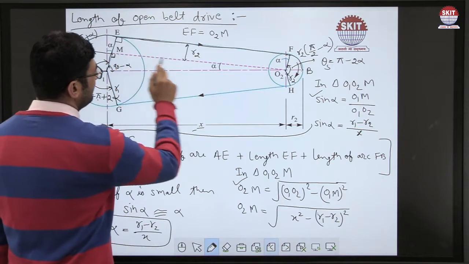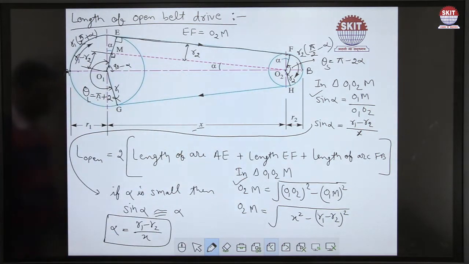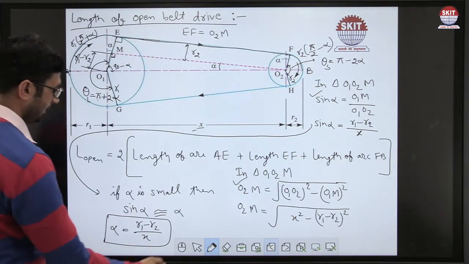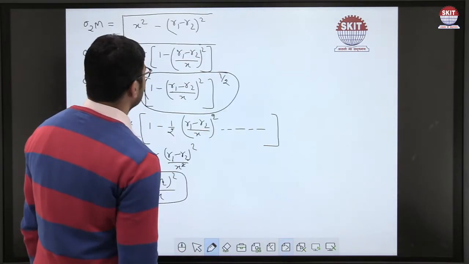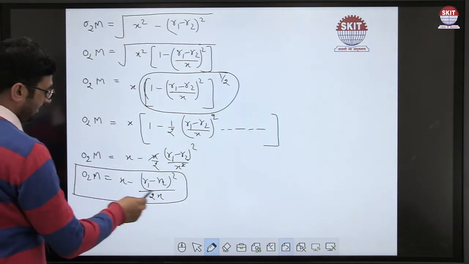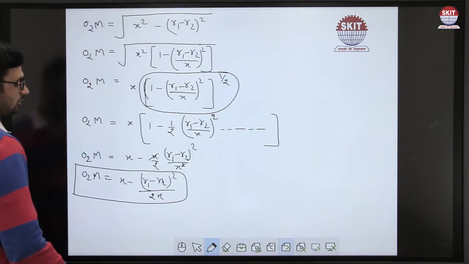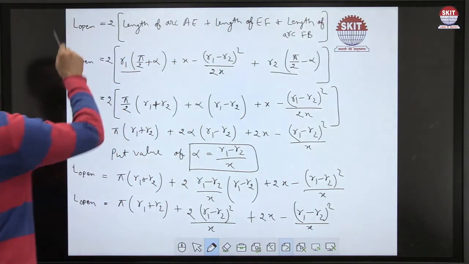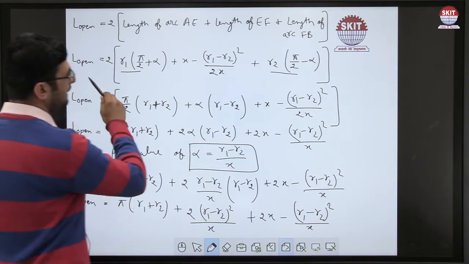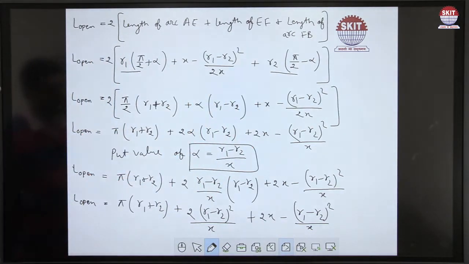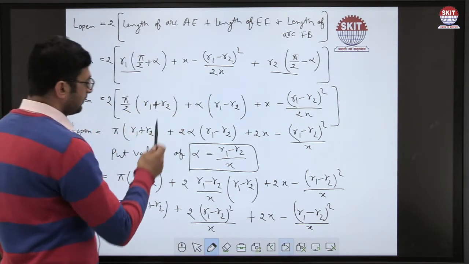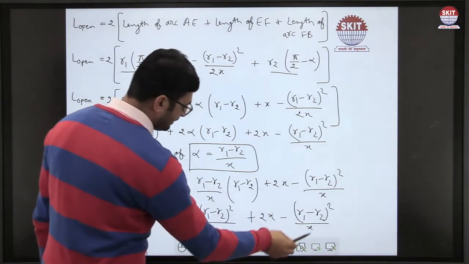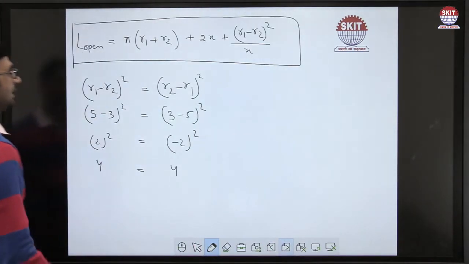From right angle triangle O1 O2M, find this value alpha and O2M, and next we find this value. Finally this value is O2M, and all these values are put in this expression, and we find this value and simplify this equation of the length of the open belt drive, and put the values of alpha also, and finally find this expression and again simplify, then the final derivation of this.